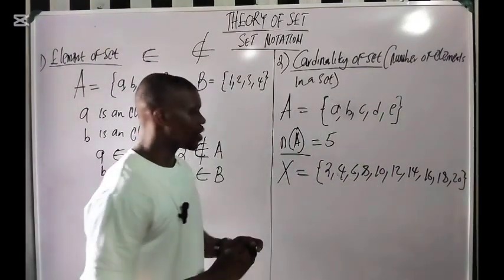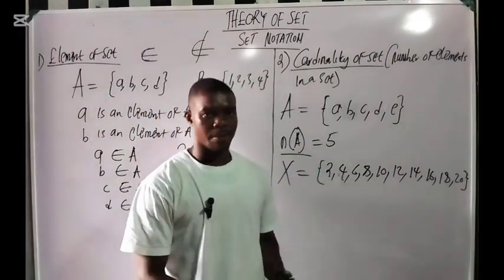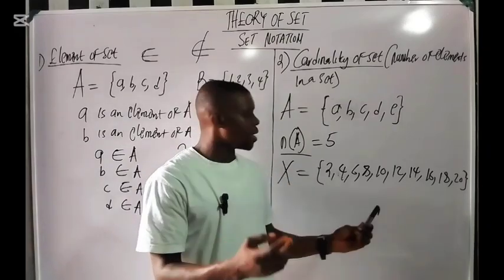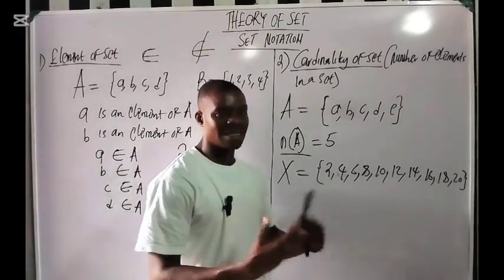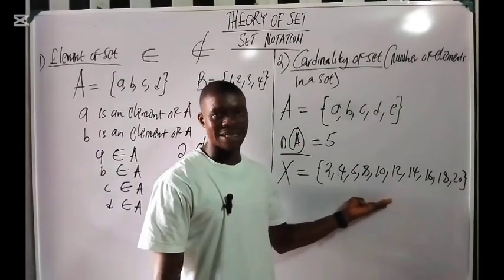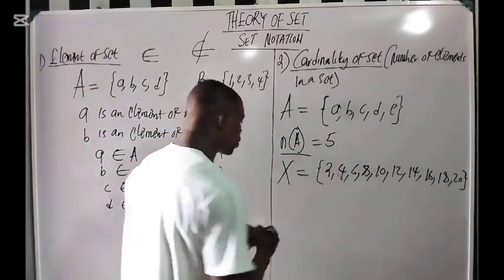Right? So if they ask, what is the cardinality of this set here? They simply ask you how many members or elements this set S has, or how many elements you can find in set X. So here you go to do what?